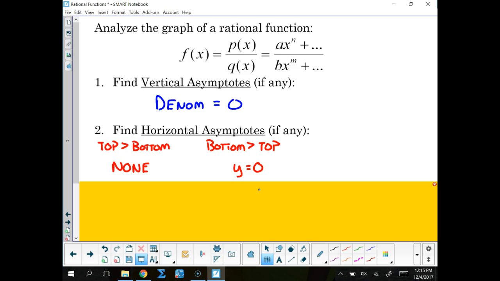Okay? What's my other one? If they're equal, it's y equals a over b. And where do I get a from? The lead coefficient of the numerator. Where do I get b from? The coefficient of the denominator. Okay, and so that's comparing degrees. Okay, fantastic. What do we do next?